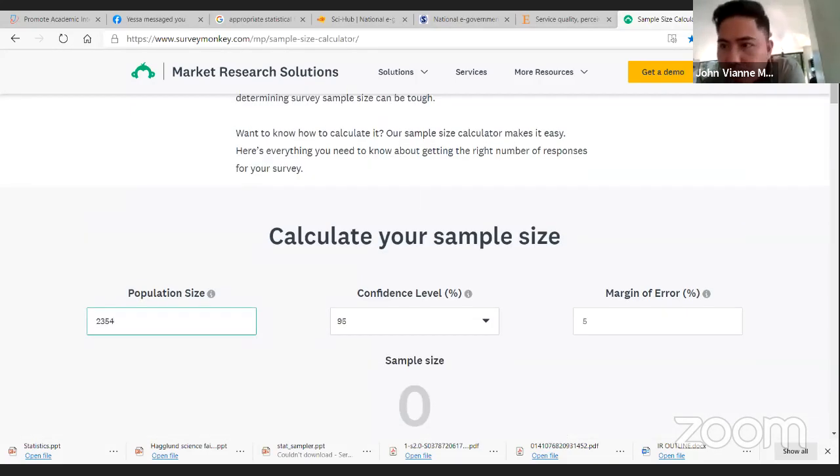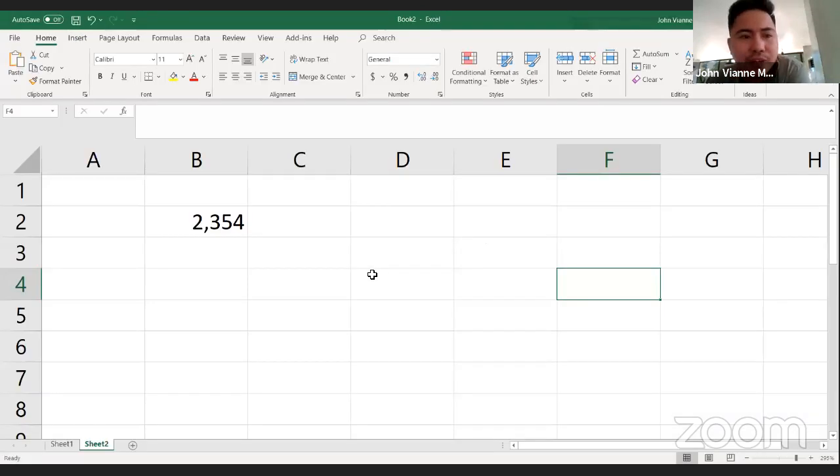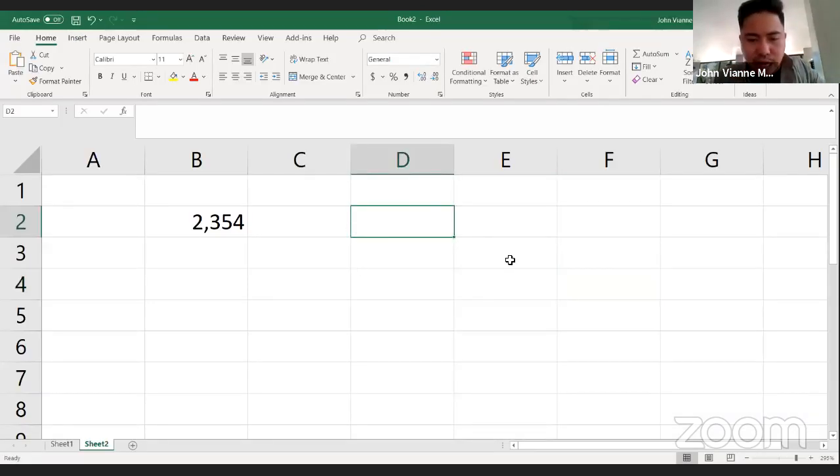It's not actually showing. 5%. So you only need 331 respondents at that. However, ito yung online calculator natin ha. But if you want to engage in dirty work, there is a formula for that. So we have a formula. I'm going to share the formula to you. Here's the formula.